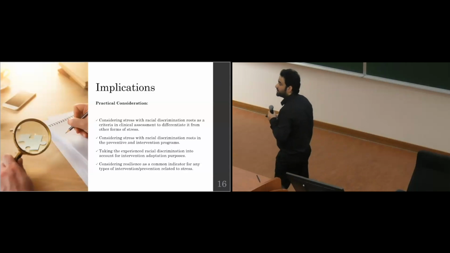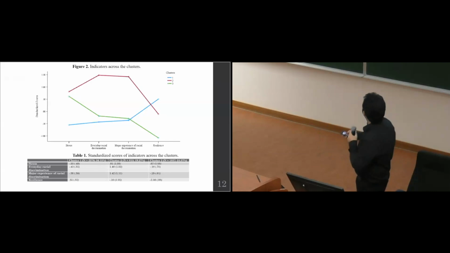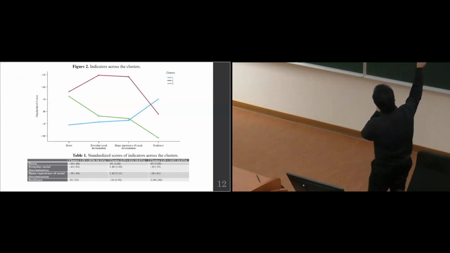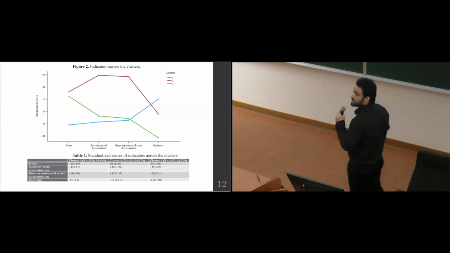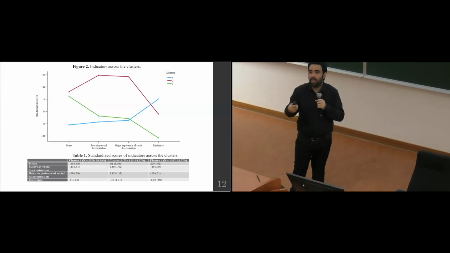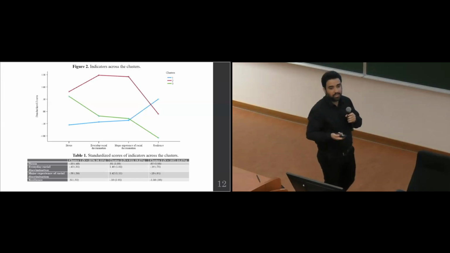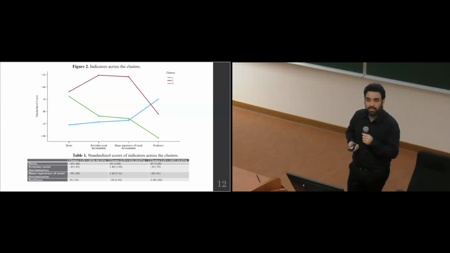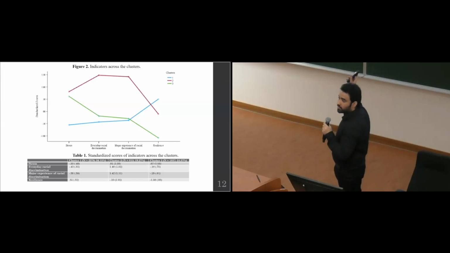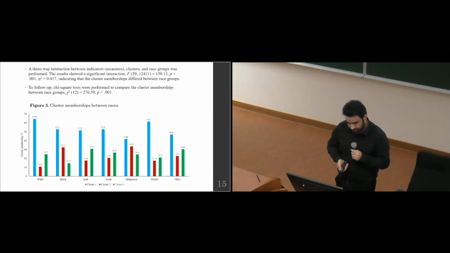Why am I saying common indicator? Because of this graph. Remember that I said that resilience was low in cluster 2 and cluster 3. So it means that resilience is the common factor and it's not really related to what type of stress we experience. So in any type of preventive program, in any type of intervention program, we should consider resilience as one of the most important factors in our assessment and in our intervention.